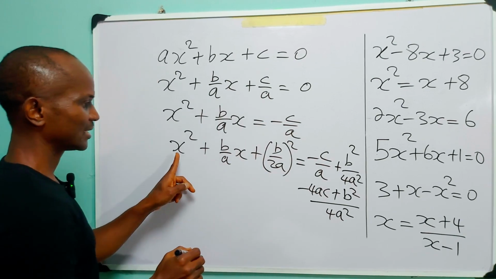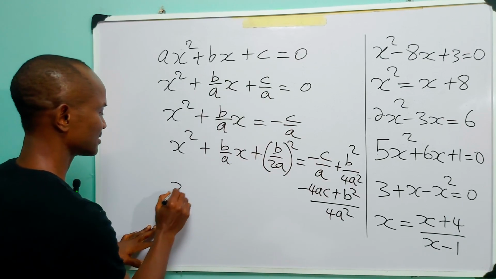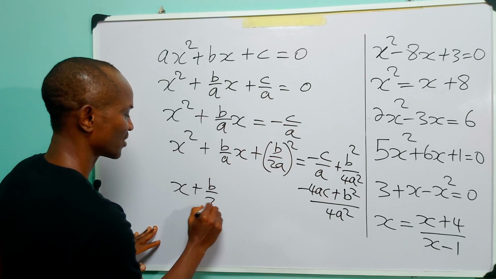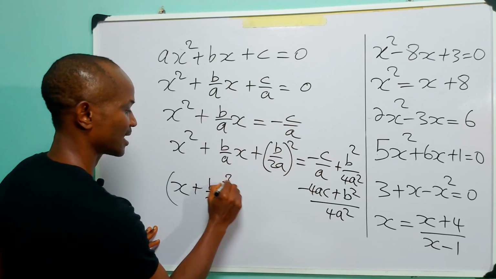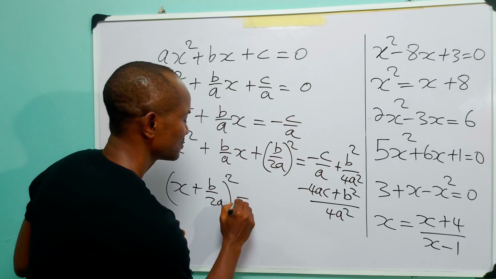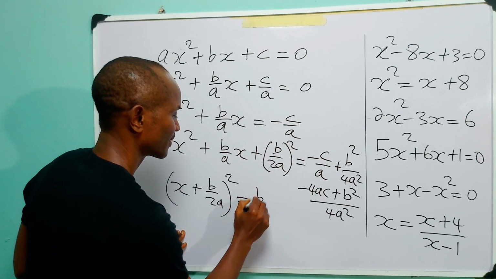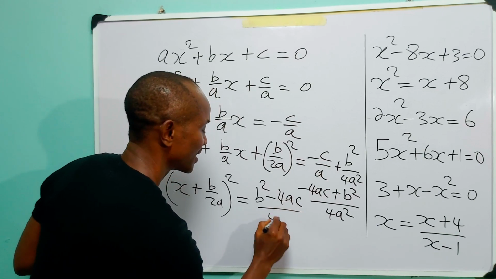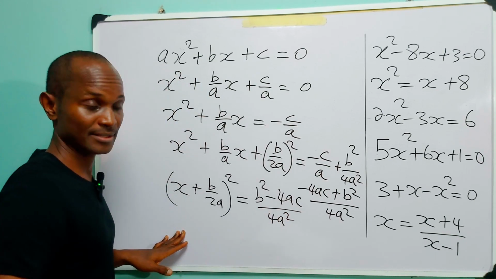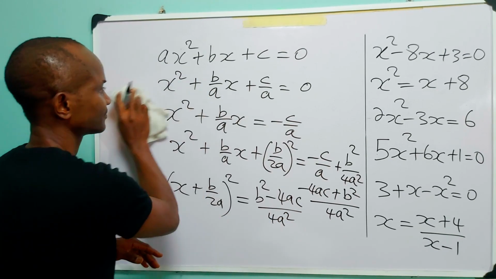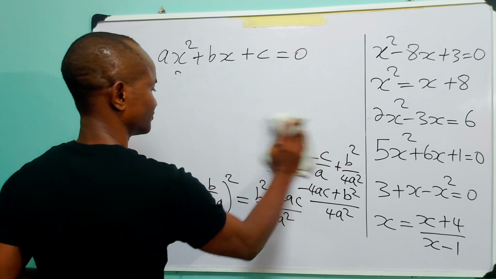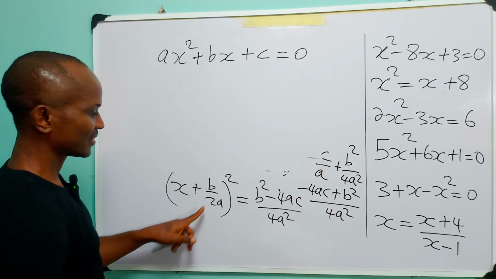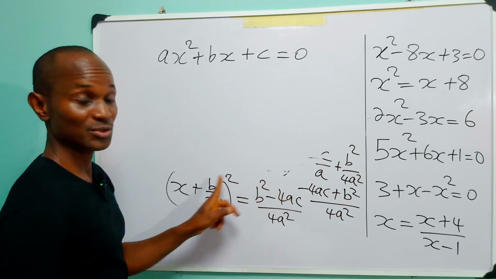So we have that. Now the next step is to take one of these, that is x, and take one of these, that is plus b over 2a, and square it, of course. And this will be equal to b squared minus 4ac divided by 4a squared. So now the next step is to take the square root of both sides.